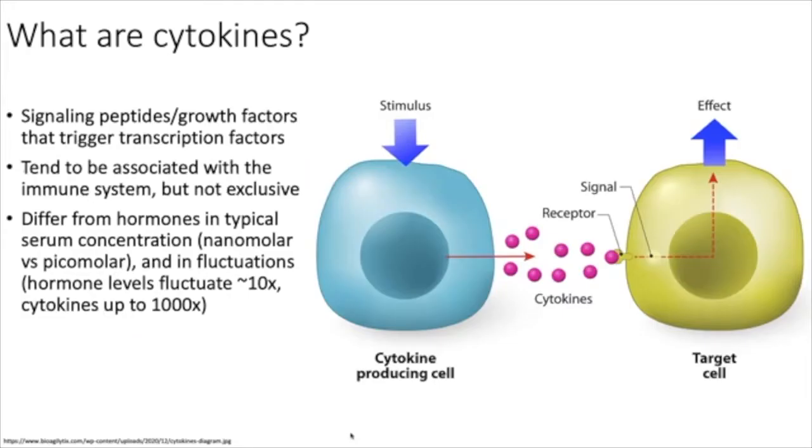So cytokines are signaling peptides. You can use the term growth factor. Those two terms used to be different, but now we can kind of associate them together. So they're used interchangeably in a lot of different fields, though it kind of depends on what you're talking about. Usually we associate cytokines with the immune system. That's where we discovered a lot of them, but it's not exclusive. There's tons of cytokines secreted by all kinds of cells.